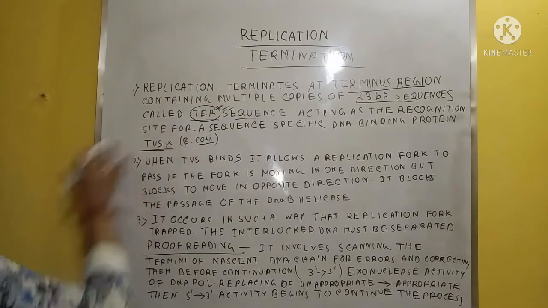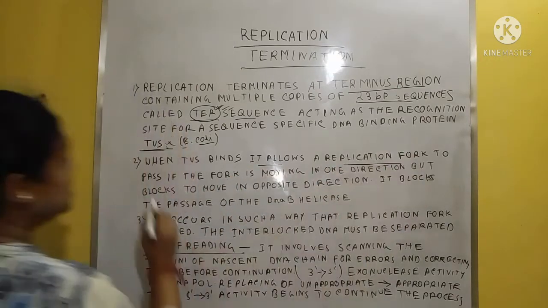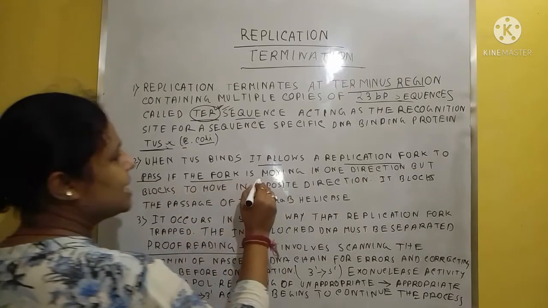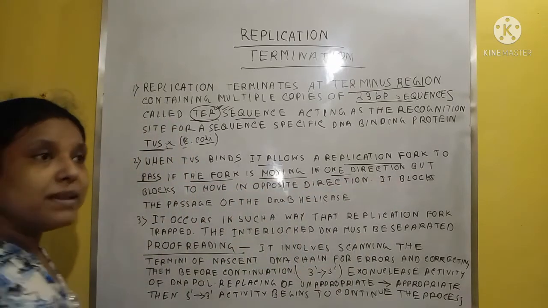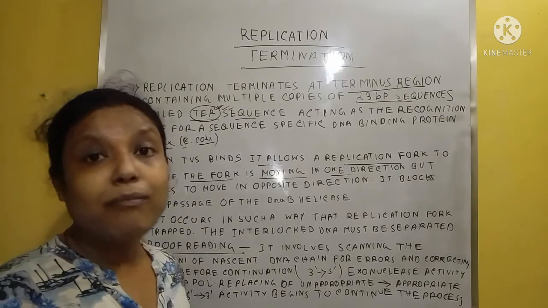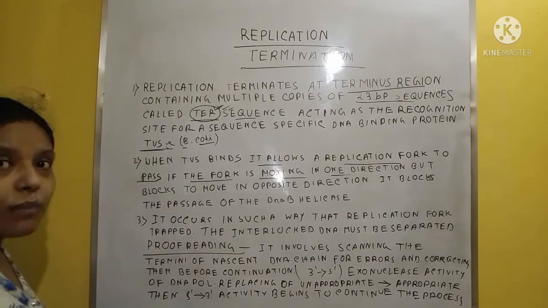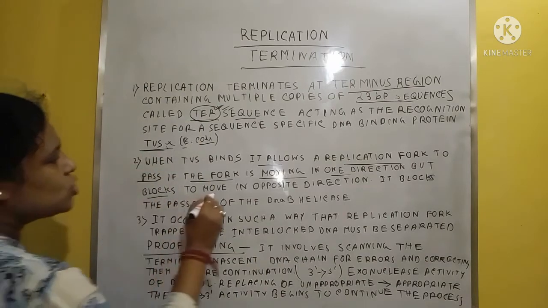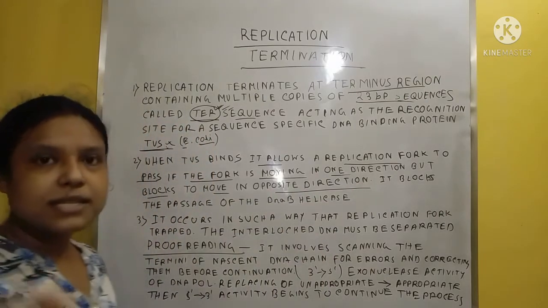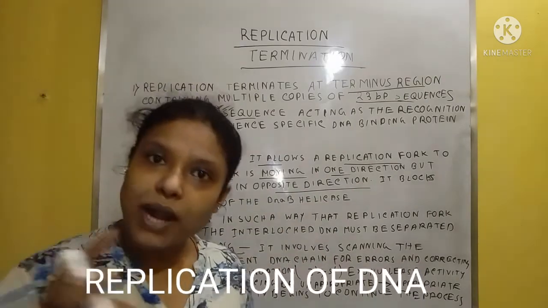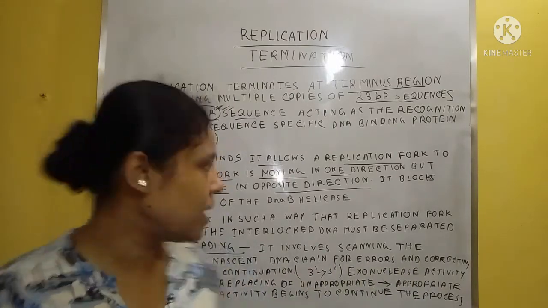And what is the function of this TAS protein? It allows a replication fork to pass if the fork is moving in one direction, and we know generally replication is possible bidirectionally. Okay, but here what is the role of the TAS protein? It blocks movement in the opposite direction. It allows the replication fork in one direction but not in the opposite direction. It blocks the way. Okay.